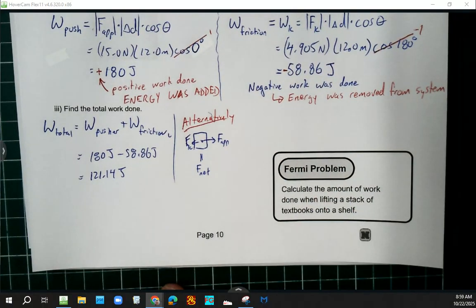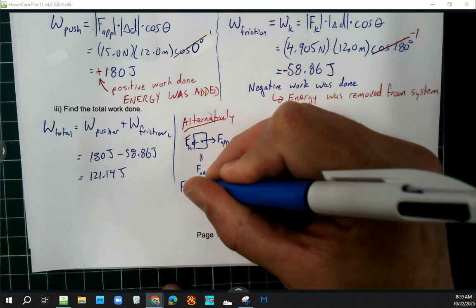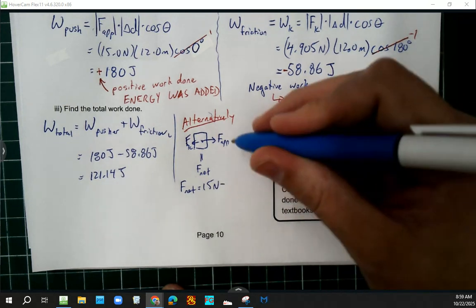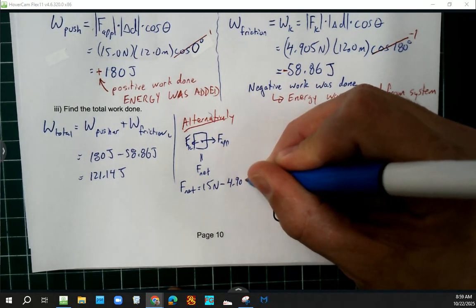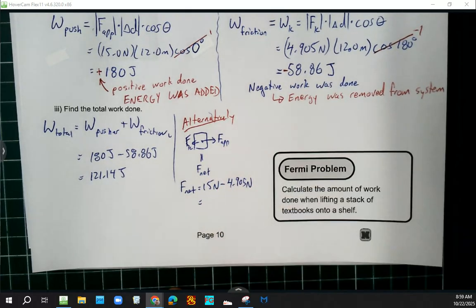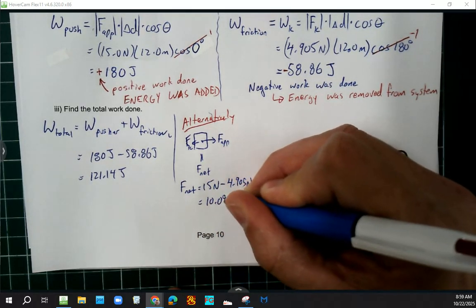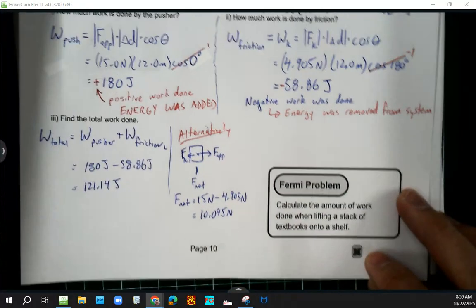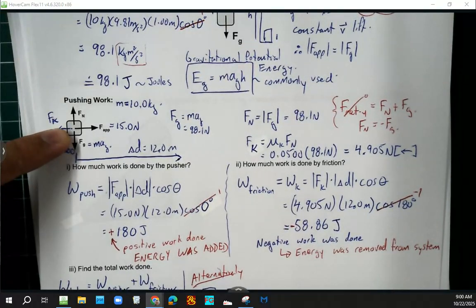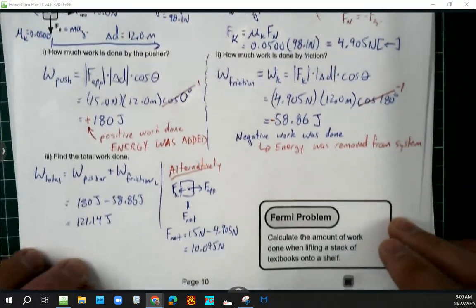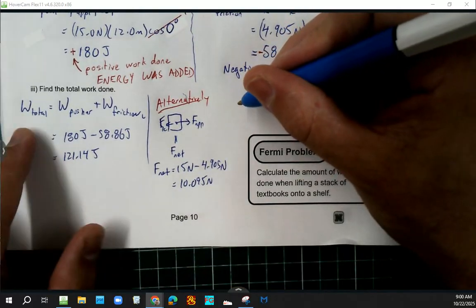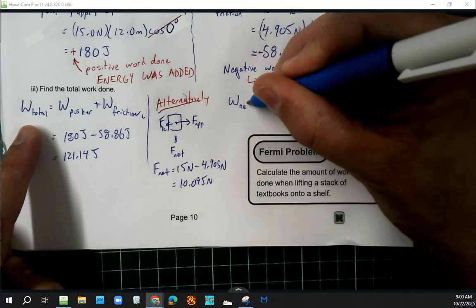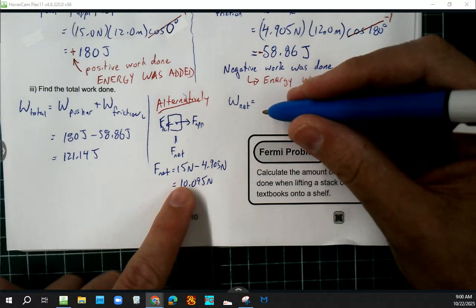And Fk plus F applied, well, F net is equal to 15 newtons minus, as we calculated above, 15 newtons is the applied force, minus 4.905 newtons, that's the friction force, giving us 10.095 newtons as the net force acting on that box. That's from way back up at the beginning with this free body diagram up here, okay? So then we come back down here and we say, okay, well, instead of talking about it as the total work, summing up the pusher work and the friction work, why don't we just say, let's find the net work done by the net force, because that takes into account friction.